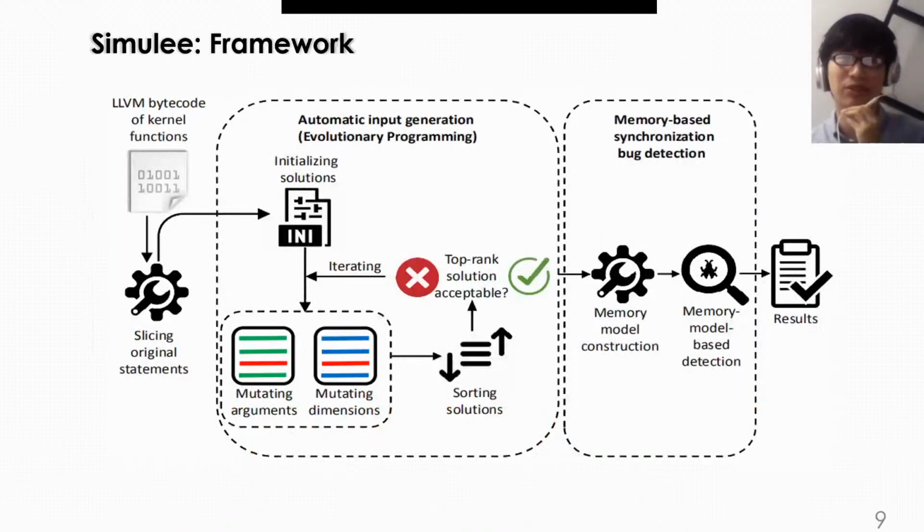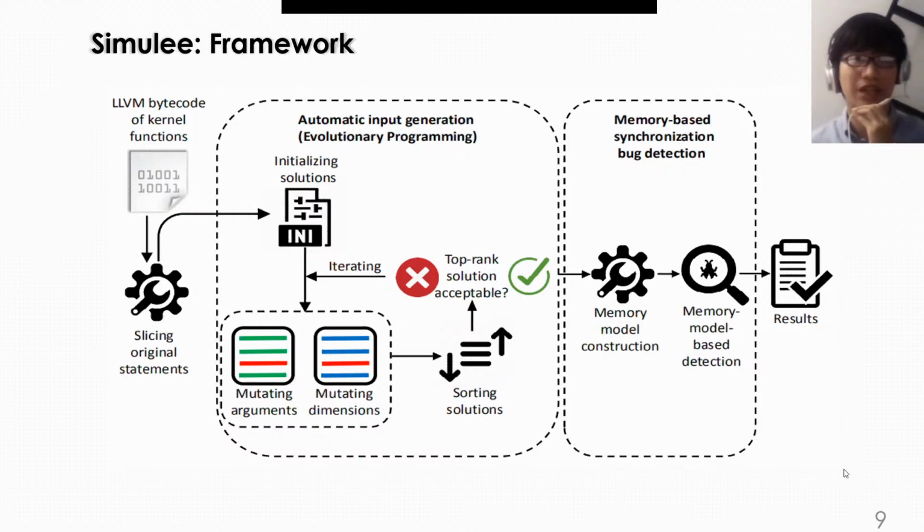Here is our tool, SimuLi. We designed two components for SimuLi. One is the input generation part. It takes LLVM bytecode, sliced by memory-related instructions, as input. Then it uses evolutionary programming to find inputs that can trigger more memory conflicts to expose the dangerous parts for the detection part, which constructs a memory model for detecting.